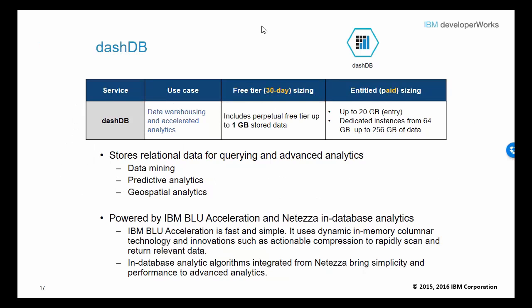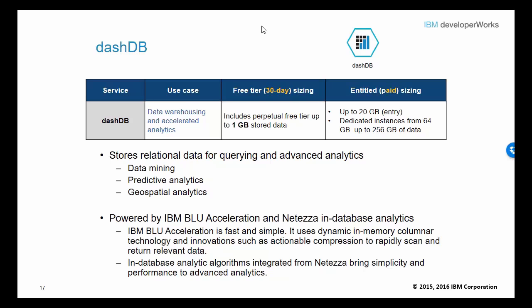So that's it for the Cloudant NoSQL database service. Let's turn our attention to the dashDB service. So this is a service that provides data warehousing capabilities for applications running in the cloud. So it's essentially a data warehouse in the cloud. The dashDB service in Bluemix does give you a certain free tier with up to 1 GB of stored data during the first 30 days of your Bluemix account. And then there are various other levels that allow you to extend that to meet your needs.